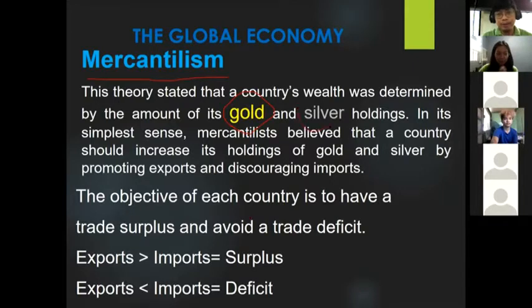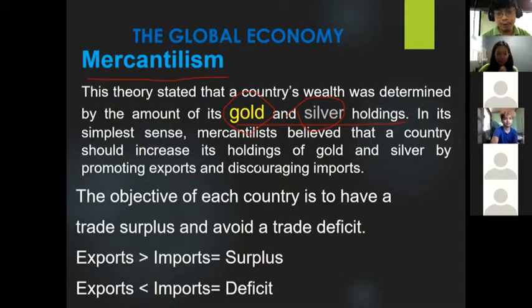Okay? So, gold and silver holdings daw. Ang isang bansa ay mayaman kapag mataas yung kanyang gold and silver reserve. In its simplest sense, mercantilists believe that a country should increase its holdings of gold and silver by promoting exports and discouraging imports. So, countries should focus on exports, and ang mga exports during the age of galleon and mercantilism, binabayaran yan, hindi ng pera. Binabayaran yan with silver coins and gold bars.